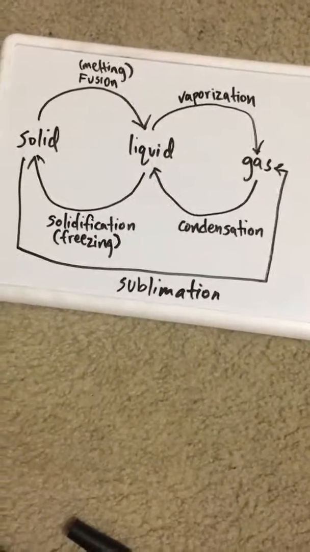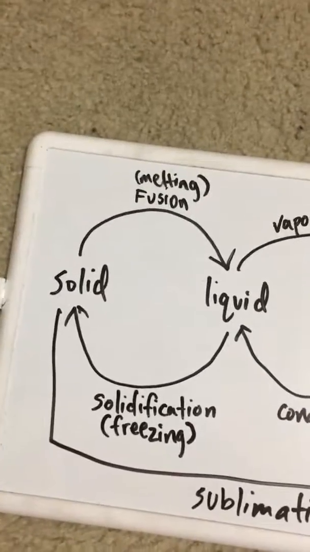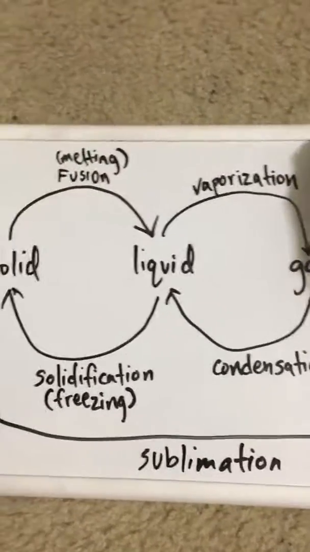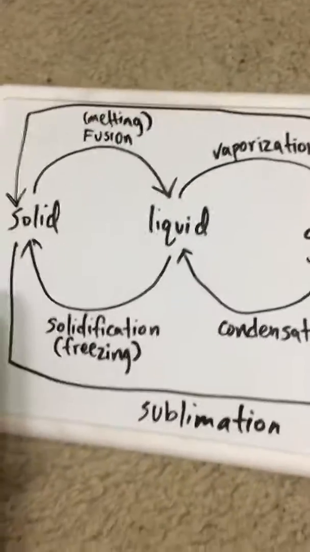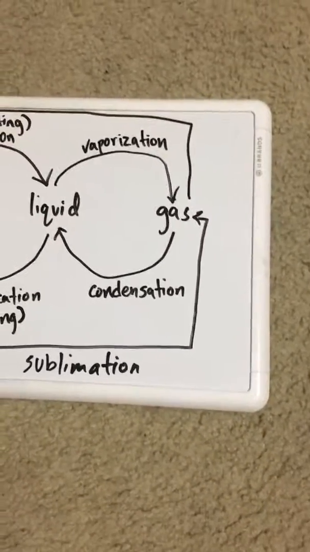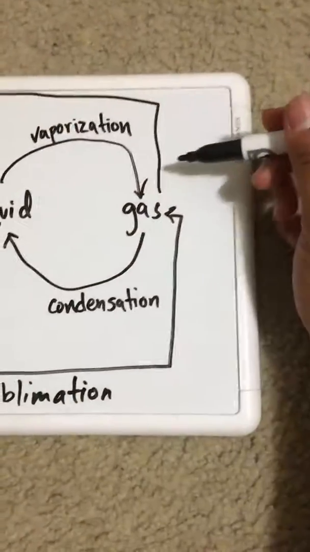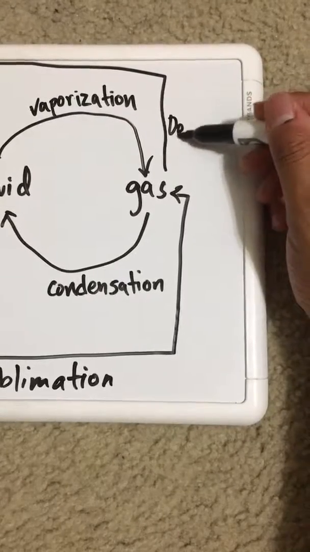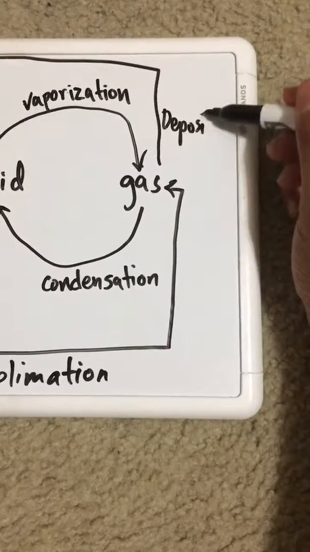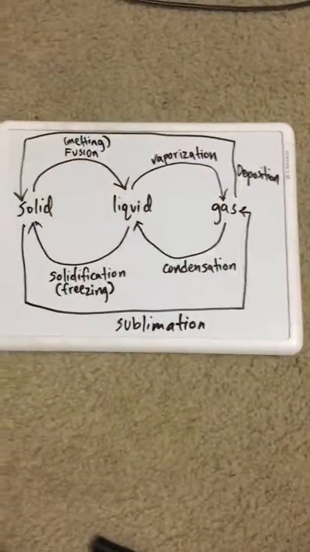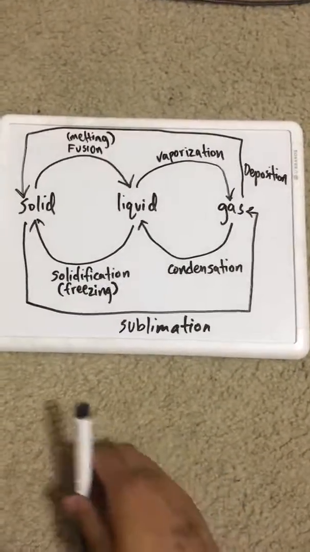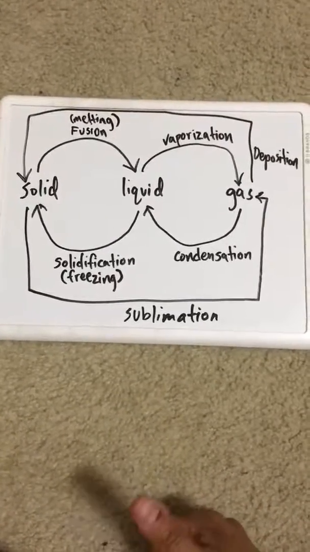Now, how do you go from a gas to a solid? What could that be called? Well, I'll write it over here. It is called deposition. Alright, so now we know the names of all the phase changes.